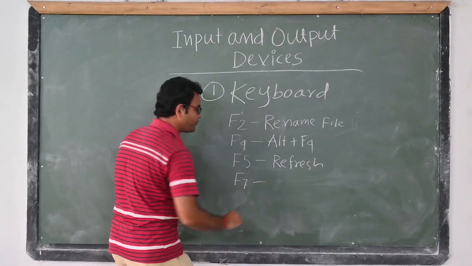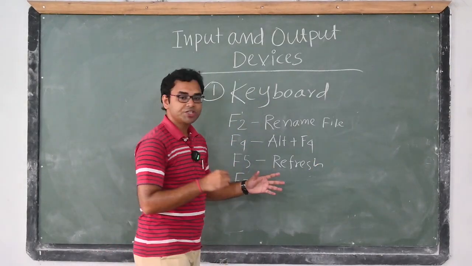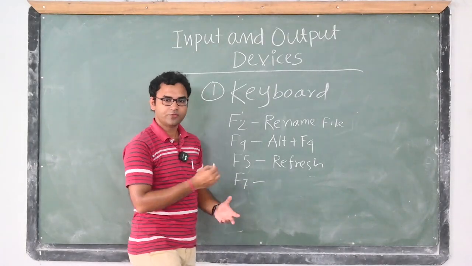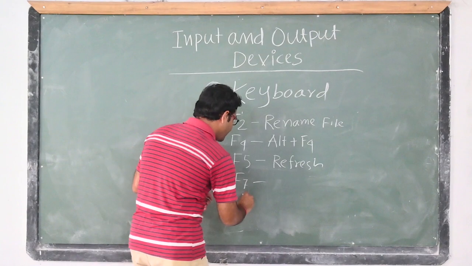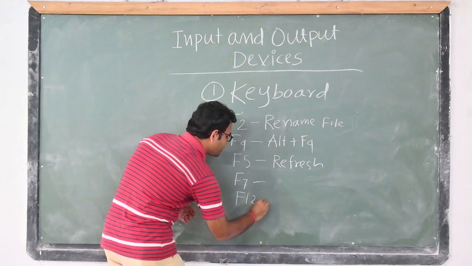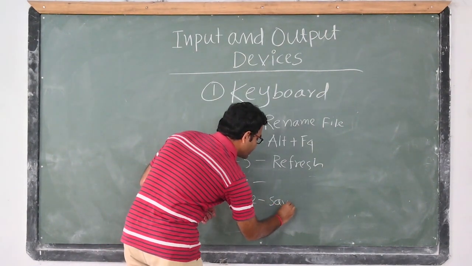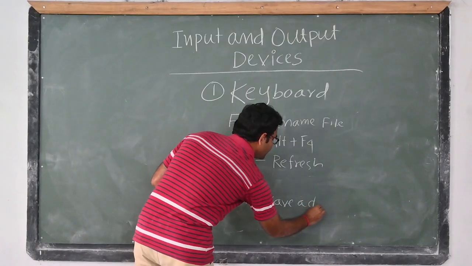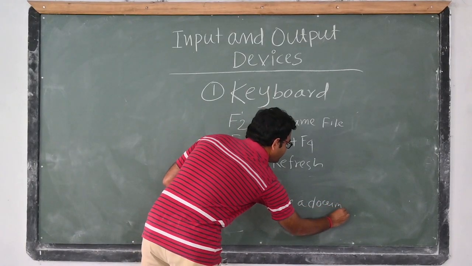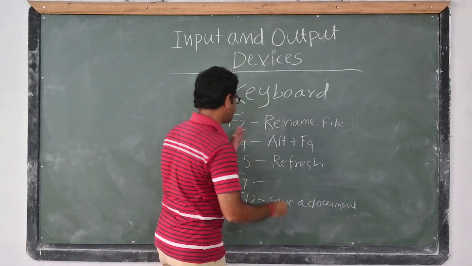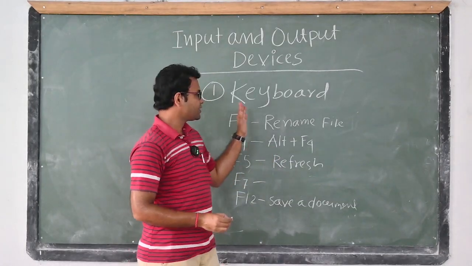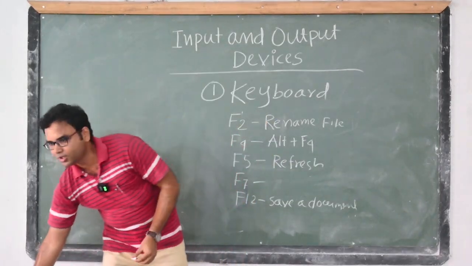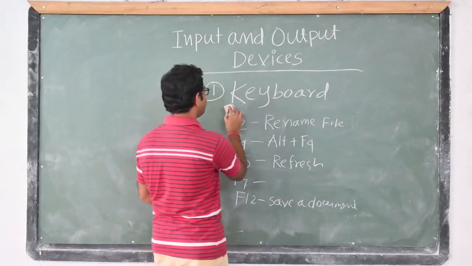F7, what is the function of F7? F7 is basically used to check the grammar in a Word file, to see if there is any grammatical error. You can also use F12. F12 is basically used to save a document. So these are all functions of the function keys, very important function keys. So this is the basic format of a keyboard and the relevant important points, okay.